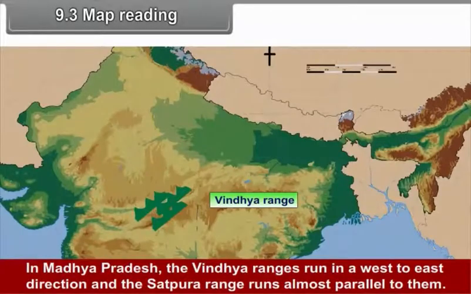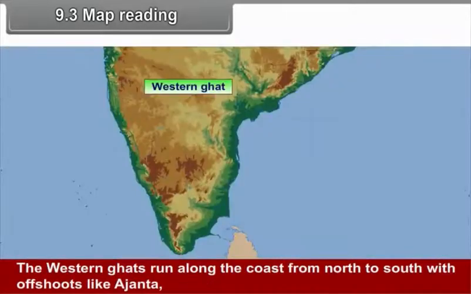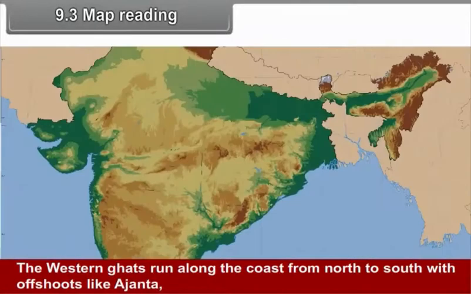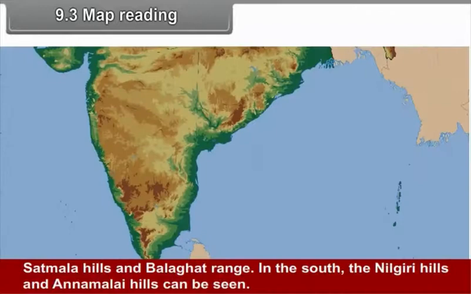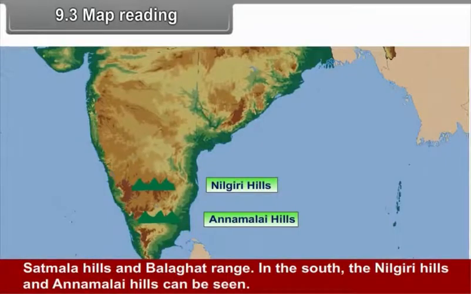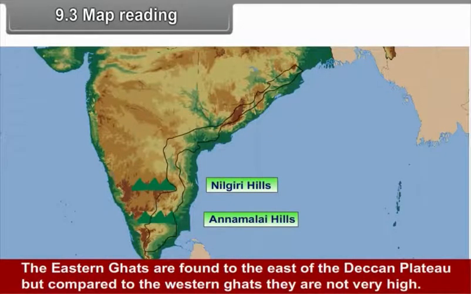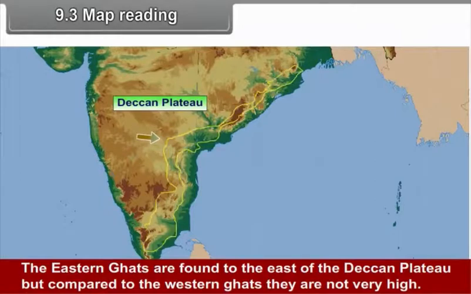In Madhya Pradesh, the Vindhya ranges run in a west to east direction and the Satpura range runs almost parallel to them. The Western Ghats run along the coast from north to south with offshoots like Ajanta, Satmala Hills and Balaghat range. In the south, the Nilgiri Hills and the Annamalai Hills can be seen. The Eastern Ghats are found to the east of the Deccan Plateau, but compared to the Western Ghats, they are not very high.